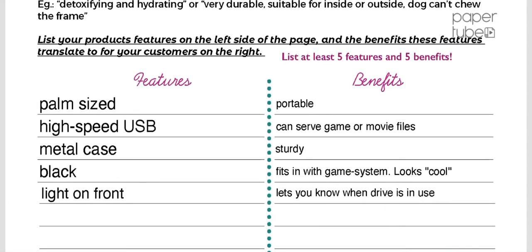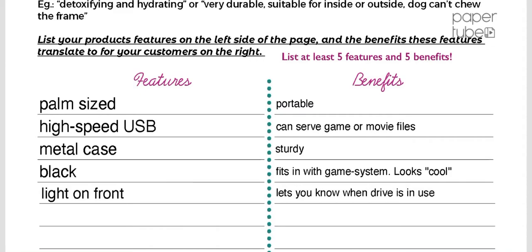So what I want you to do is to list the features of the object on the left-hand side and on the right side, the benefit. And I want you to think of at least 5 features and 5 benefits. So for that hard drive I showed you, it's palm-sized. It is a high-speed USB. It has a metal case. It's black, and there's a little light in the front.